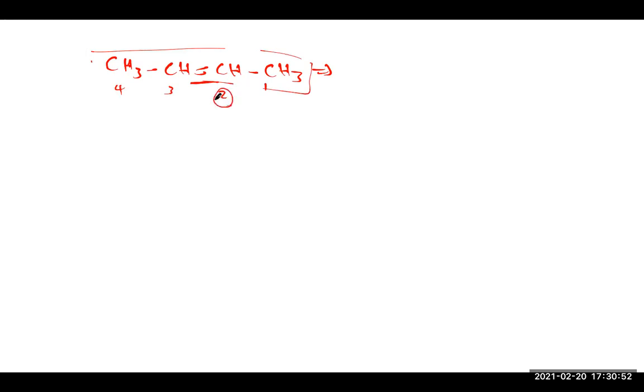For naming, if we have a double bond like this, CH3, CH, CH, CH3, we need to name this one. We have only one chain, no branch, no substituent here, but we need to count to show where the double bond is found inside our chain. So 1, 2, 3, 4. The double bond begins at carbon 2, so we put the number of the double bond, then a dash and the name of the chain. We have 4, so it will be but, and this one is a double bond, so it should end with ene: butene.